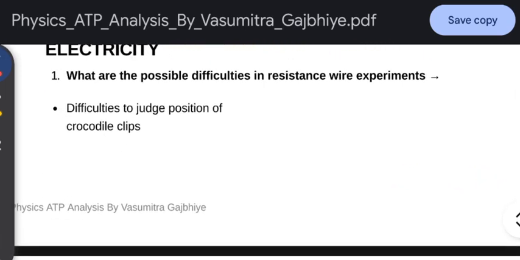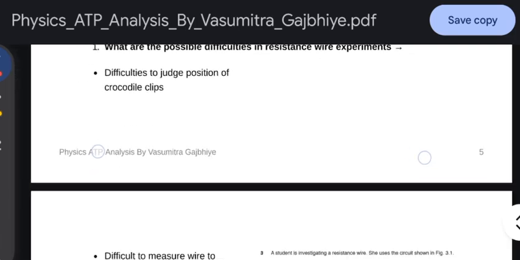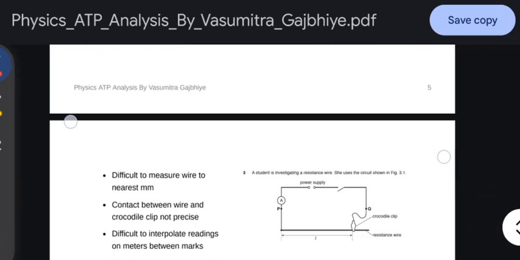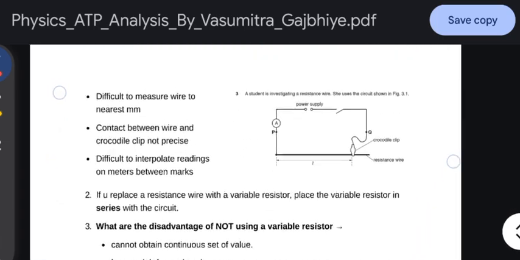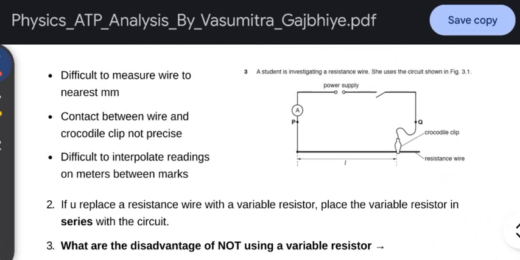Now moving on to electricity. I hate this. Anyways, what are some possible difficulties in resistance wire experiments? Difficulties to judge position of crocodile clips. Okay, difficult to measure wire to nearest millimeter.